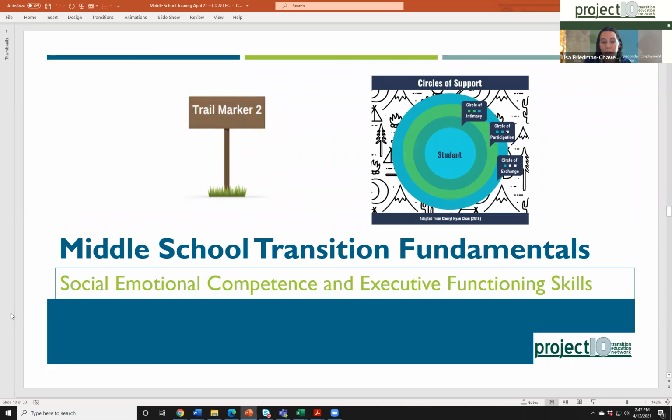And I wanted to move into social emotional competence, SEC, and also executive functioning skills. We included the image that you see there of circles of support. That's taken directly out of the middle school transition trail map. It's important to note the student's circle of intimacy, circle of participation, and circle of exchange, and how it depends on the student's circle of support, as far as social emotional competence and who they're practicing with. And you want them to be able to expand their network. So within the trail map, you can get a little bit more information, and that would be under trail marker number 2.